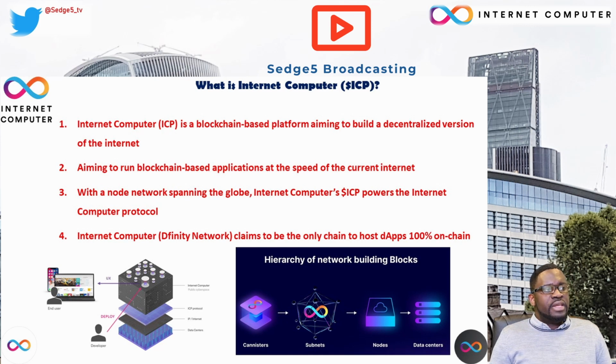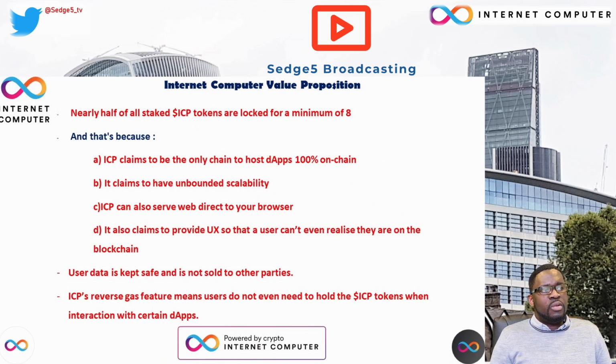Nearly half of all staged ICP tokens are locked for a minimum of 8 years. That's something retail investors should applaud, and I think that's music to their ears, because what it means is there won't be any token dump within the immediate future. So it's off to ICP for that. And that's because ICP claims to be the only chain to host decentralized applications 100% on chain. ICP also claims to have unbound scalability. Internet Computer can also serve web direct to a user's web browser. It also claims to provide a user experience so that a user can't even realize they're on a blockchain.